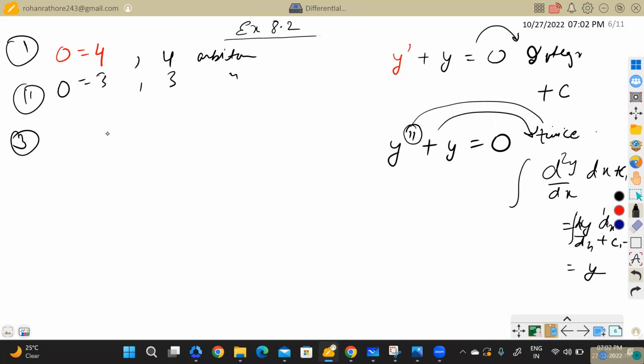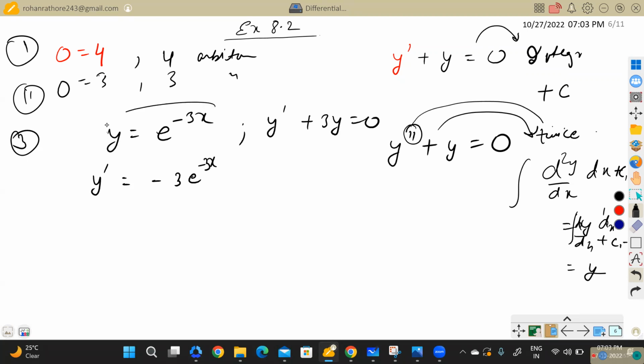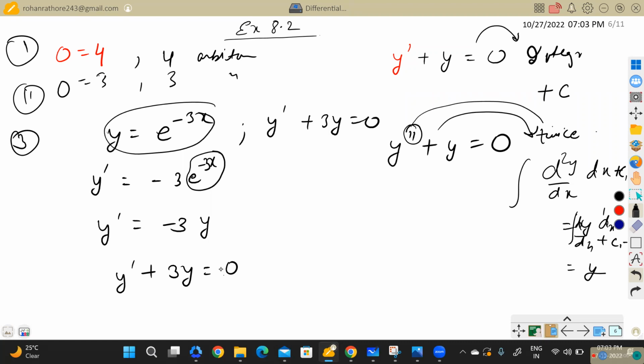Now we have a verify question where y is e raised to the power minus 3x, and the differential equation is y dash plus 3y equals 0. So let's differentiate it once to get y dash equals minus 3 e raised to the power minus 3x, right? Now we can see that y is e raised to the power minus 3x, and we have e raised to the power minus 3x here also. So we can substitute y in place of it, and we get y dash plus 3y equals 0.